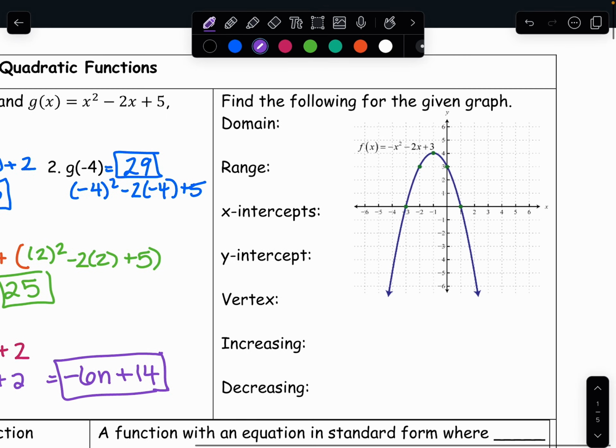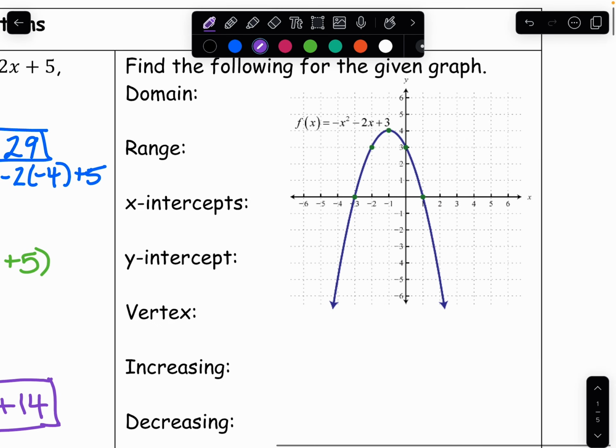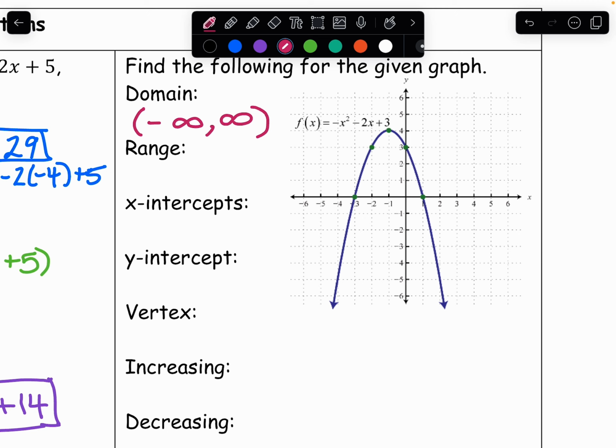Our next warm-up is just kind of an introduction and a review of what we're going to be seeing today. So first of all, the domain for this function, our x values, is negative infinity to infinity. Our range, the bottom of our graph is negative infinity, and the top of our graph is 4, because that's our y value. Our x-intercepts, that's where we cross the x-axis, are negative 3 and 1.